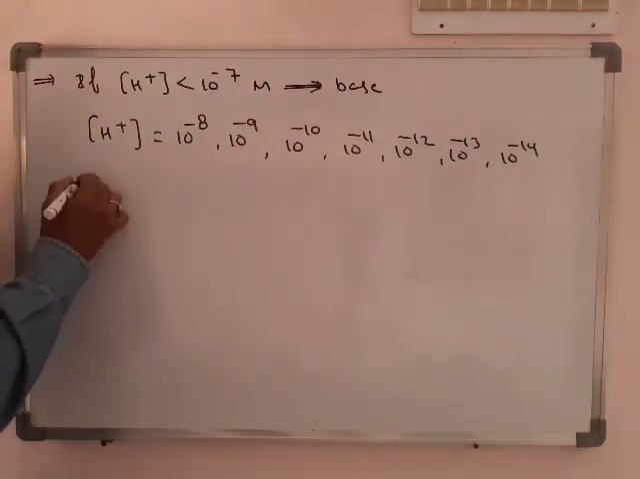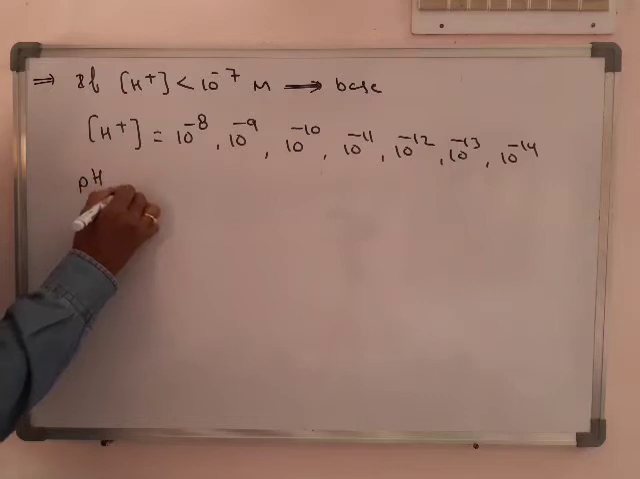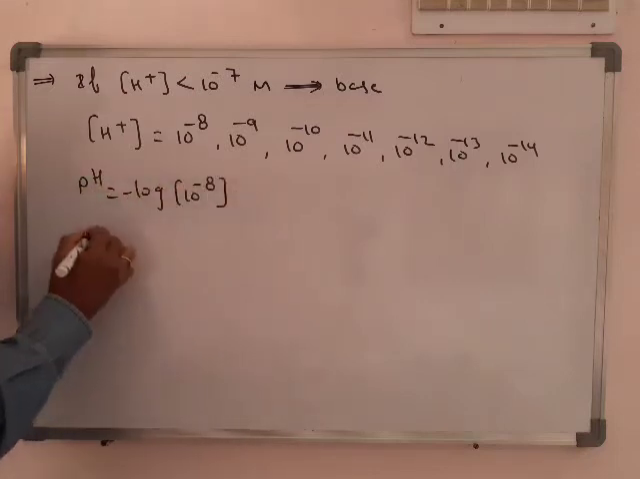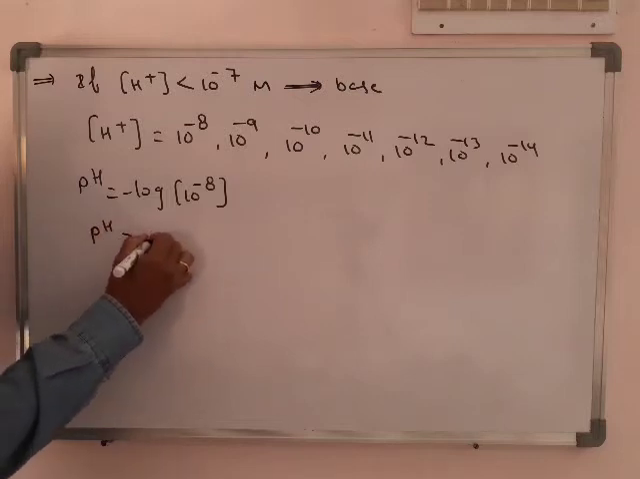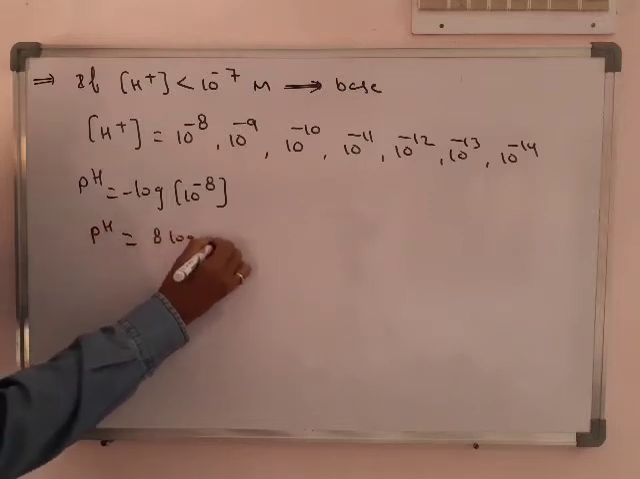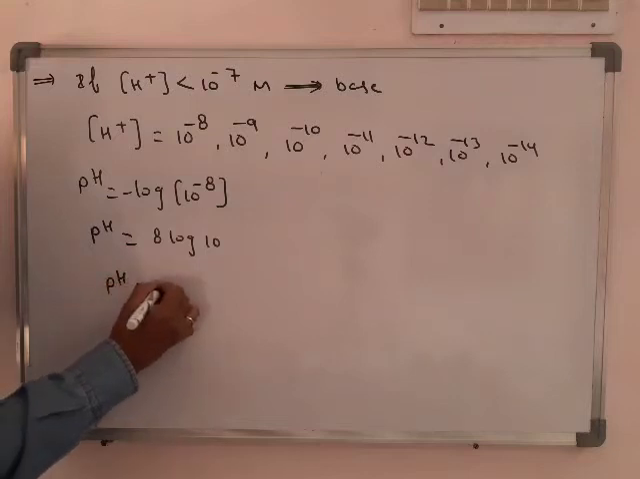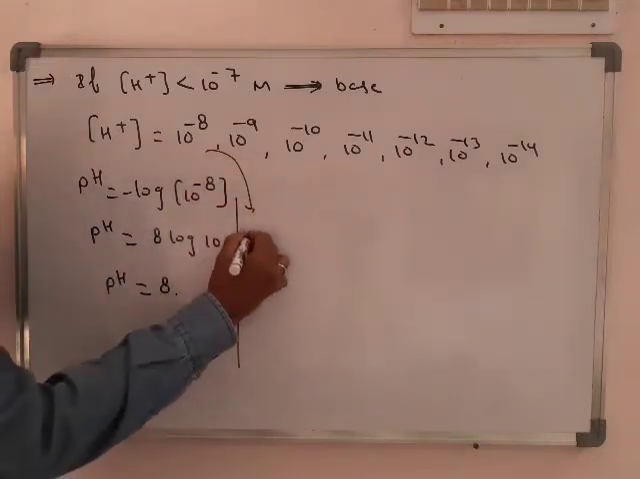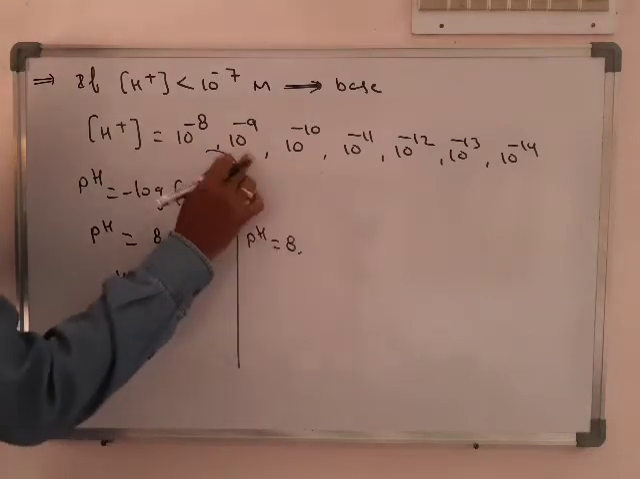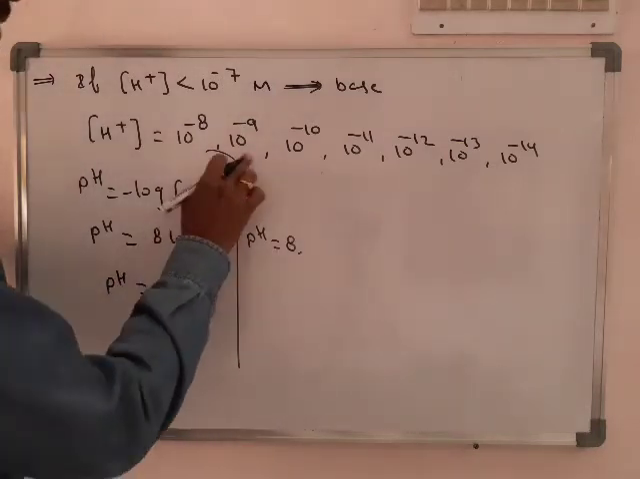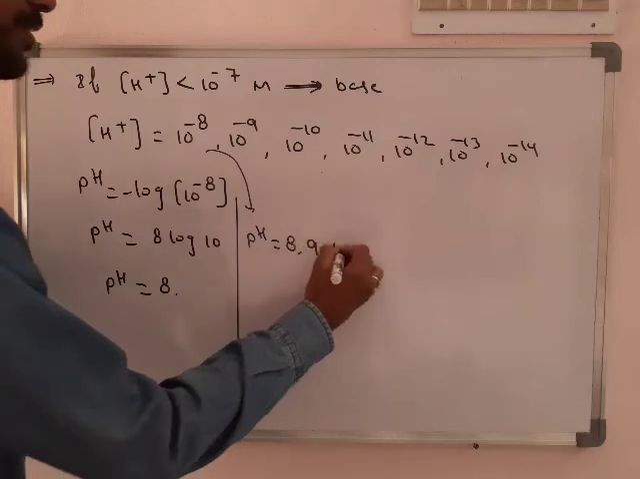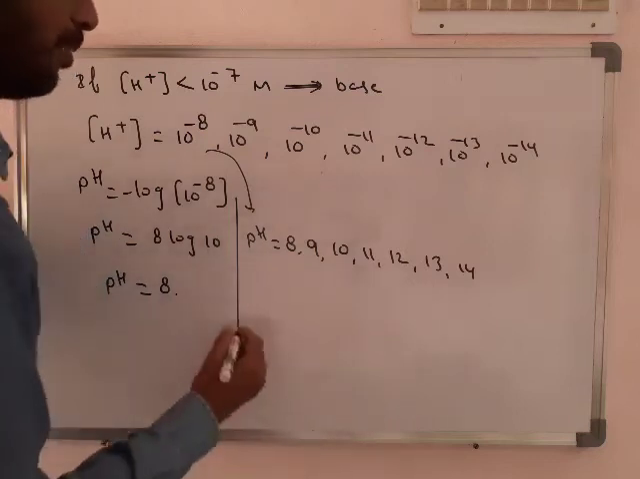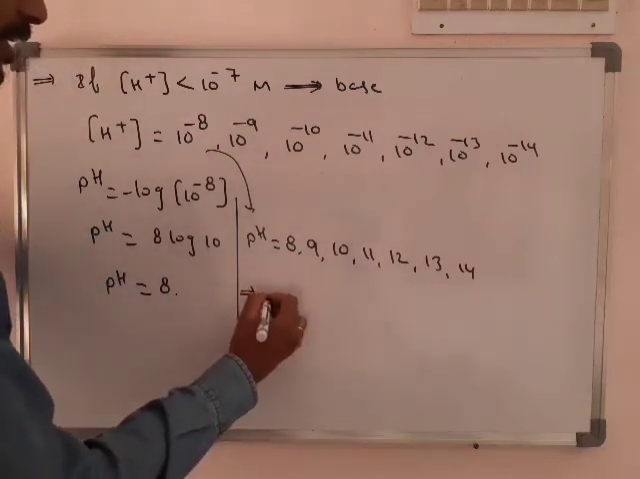For example, if you take pH equal to minus log 10^-8, what will we get? pH equals 8 log 10, and pH becomes 8. If you take 10^-8, we get pH equal to 8. In the same way, if you take 10^-9 it becomes 9, then 10, 11, 12, 13, 14.